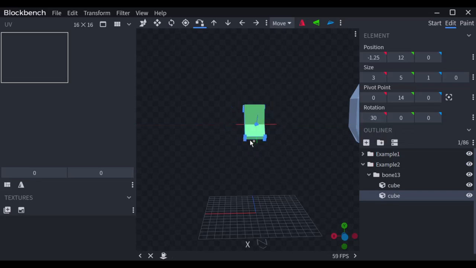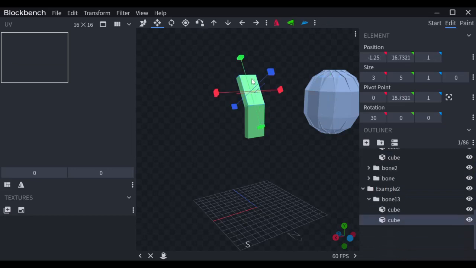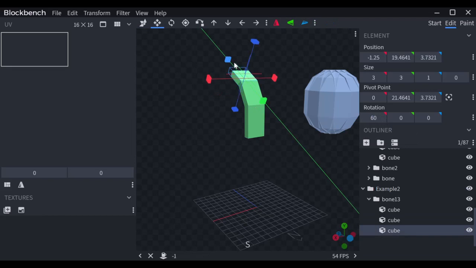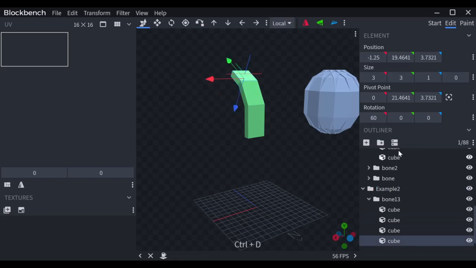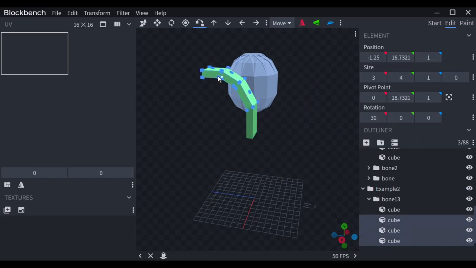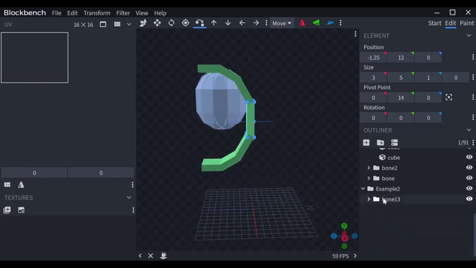So again, I'm going to rotate this by 30 degrees. This is 3 by 5. Instead of making this 3 by 3, which is what we have on this, I'm going to make it 3 by 4. And then I'm going to make the one above it 3 by 3. And then the final top block will also be 3 by 3. So now you've got this. You can already see it's a little taller. So I'm going to duplicate the bone.